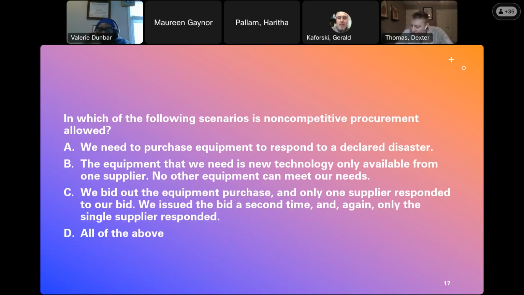Okay. In which of the following scenarios is non-competitive procurement allowed? A, we need to purchase equipment to respond to a declared disaster. The equipment that we need is new technology only available from one supplier. No other equipment can meet our needs. B, we bid out the equipment purchase and only one supplier responded to our bid. We issued the bid a second time and again, only the single supplier responded. Or D, all of the above.